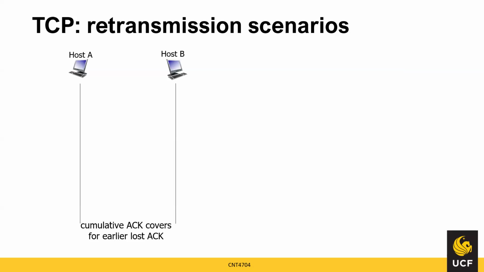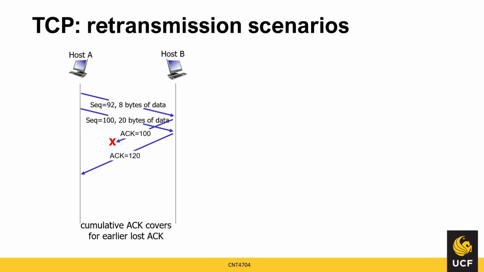This is the last example. We again have two segments being transmitted from host A to B. The first acknowledgement is lost on its way back, but the second, which is cumulative, arrives successfully. The cumulative acknowledgement covers both of the earlier segments and confirms that all bytes have been received, even though the first acknowledgement was lost. Because of that, the sender knows that both previous segments were delivered correctly and can safely continue to send new data.